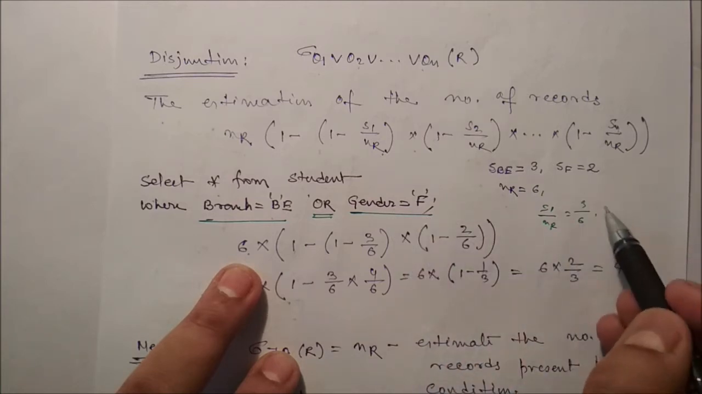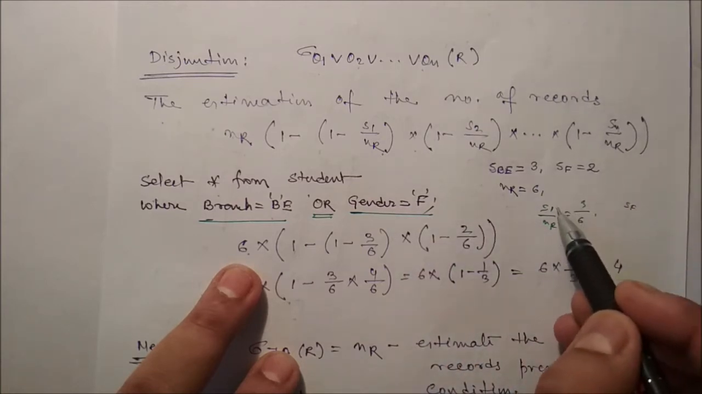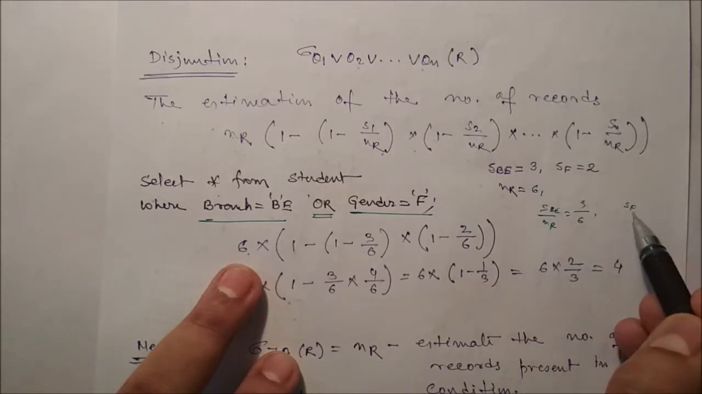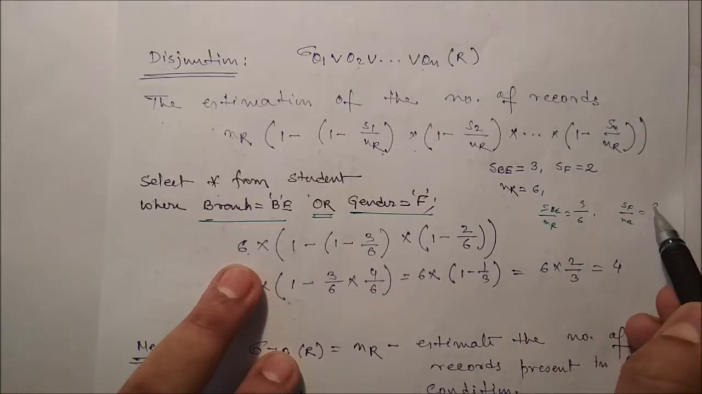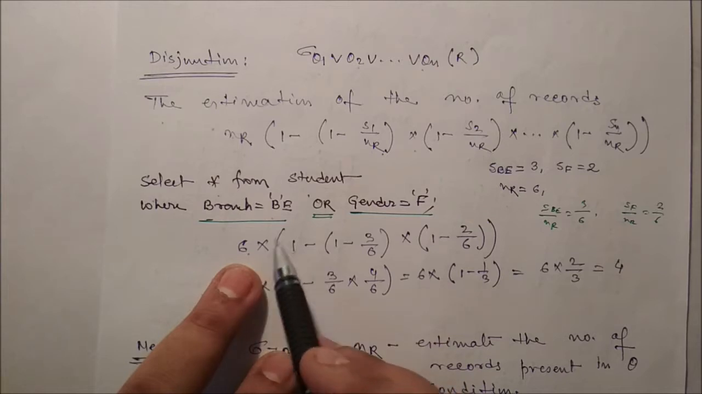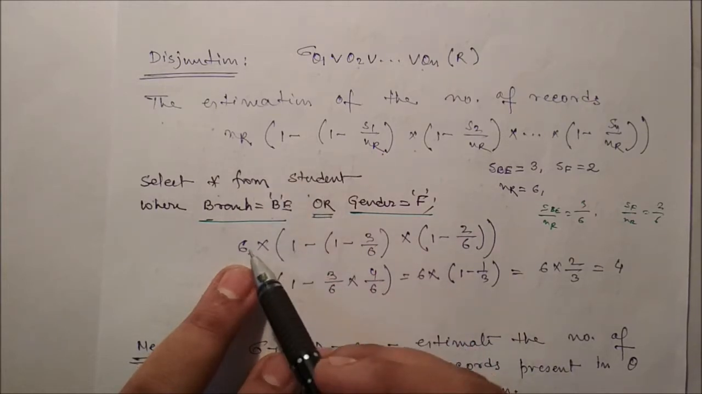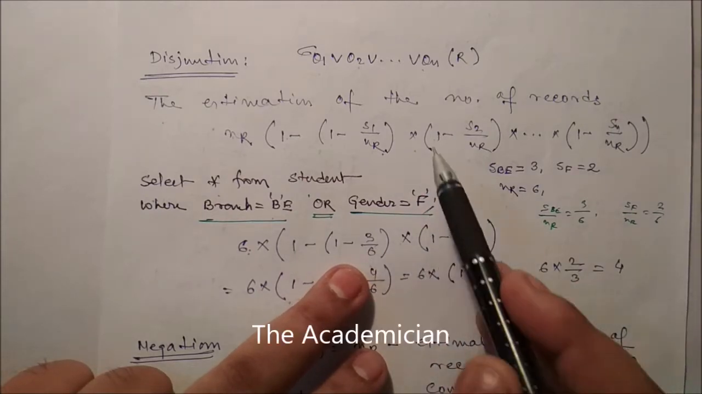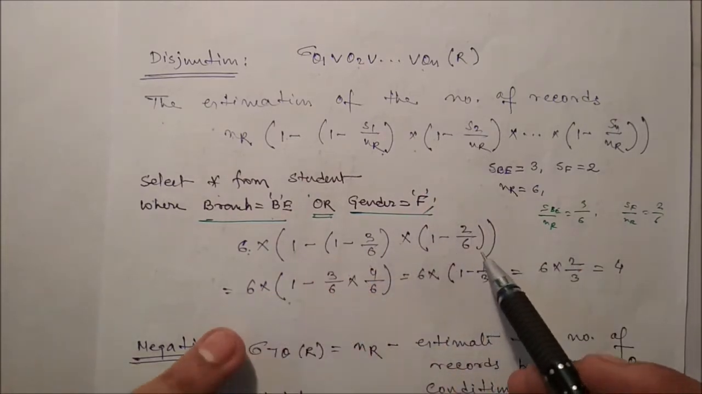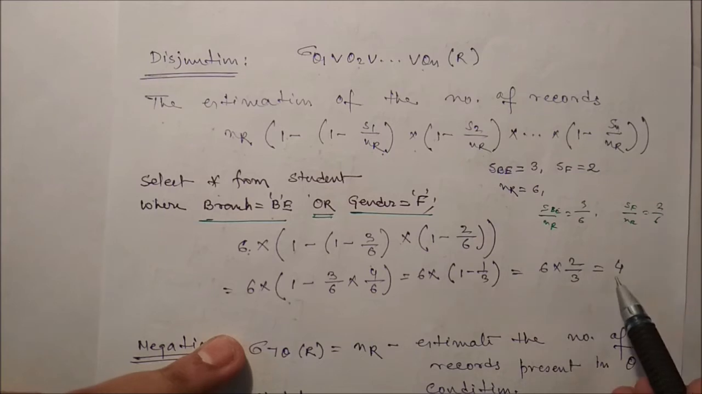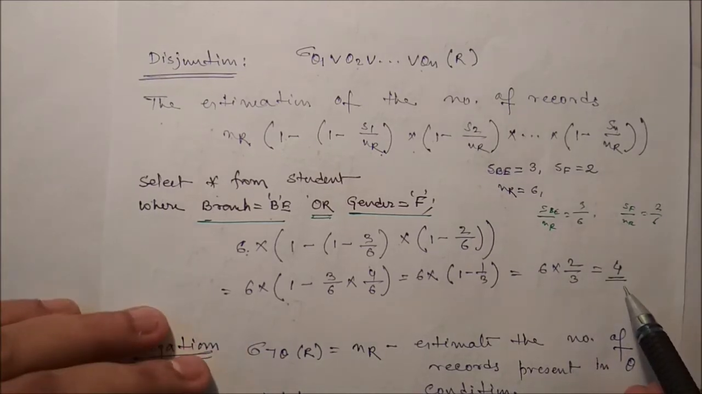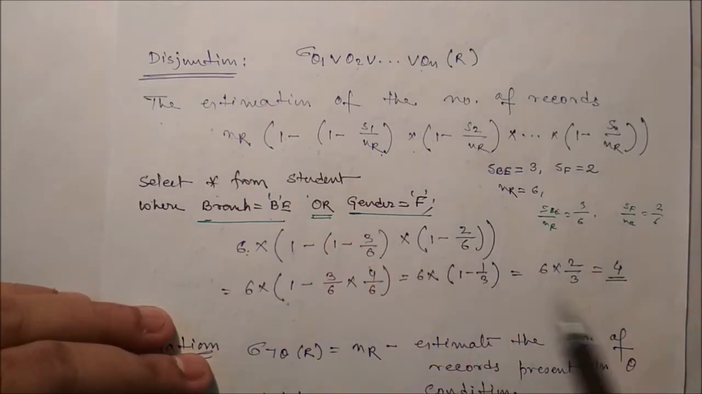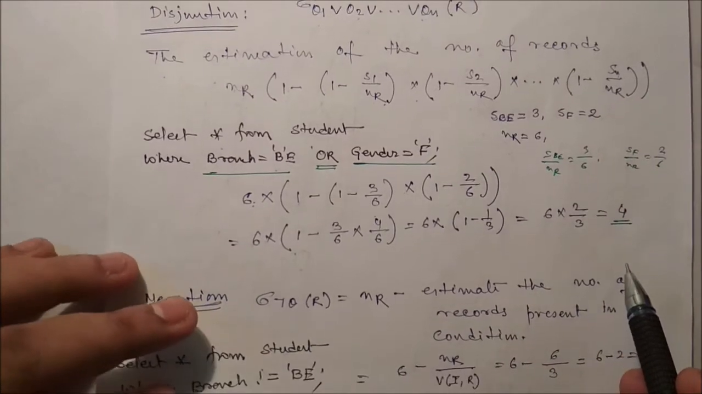And what about the SF by NR? This is our S2, SF. So SF by NR is 2 by 6. We use the NR formula: 6 into 1 minus 3 by 6 into 1 minus 2 by 6. If you solve this particular formula, the answer is 4. So we can estimate the number of records will be 4.